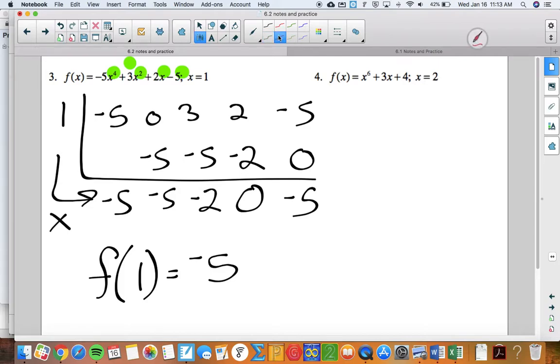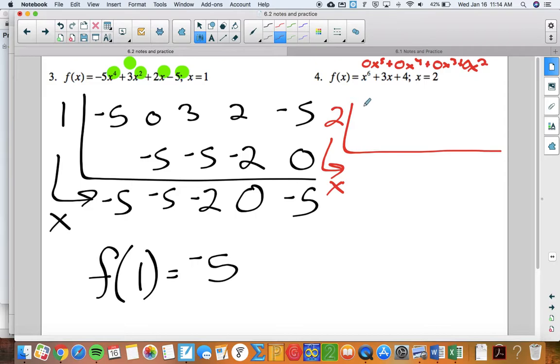All right, this next one, I don't have an x to the 5th, I don't have an x to the 4th, I don't have an x to the 3rd, I don't have an x to the 2nd. So there's lots of zeros there that I need to put in. I'm substituting in a 2, so that's my multiplier, because x equals 2. My coefficients are 1, then a 0 for the x to the 5th, a 0 for the x to the 4th, a 0 for the x to the 3rd, a 0 for the x squared, but I do have an x term, and the coefficient's 3, and I do have a constant, or a plain old number, and that is a 4.